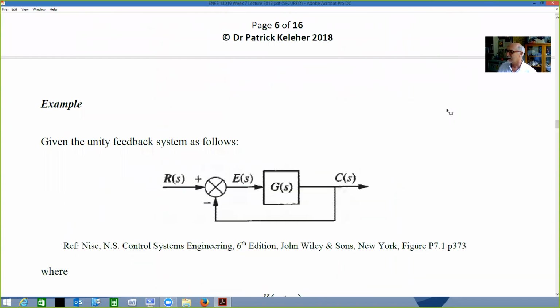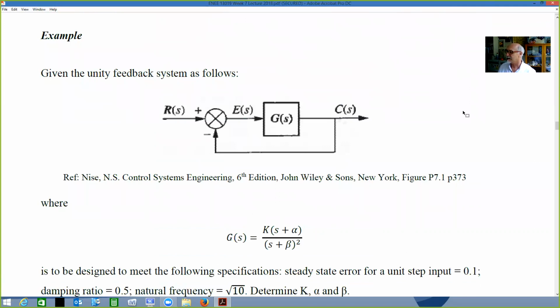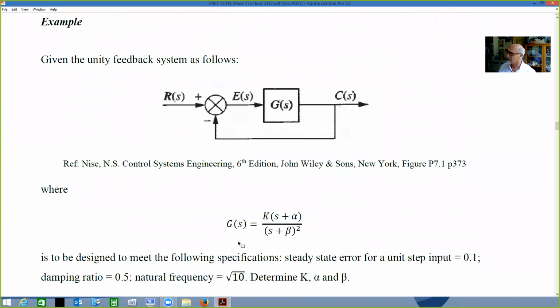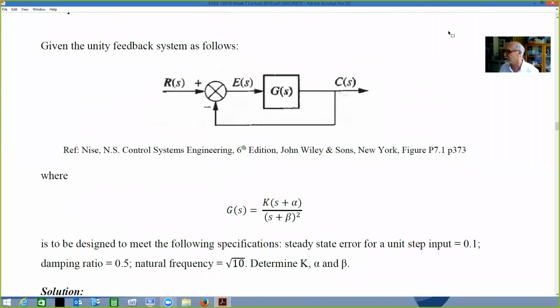All right, let's have a look at the example. Still using a unit feedback system, here our transfer function is given by K times (s plus alpha) divided by (s plus beta) squared. Now, it's designed to meet the following specifications. The steady state error, and we've got to keep track of what kind of input we've got, for a unit step input is going to be 0.1.